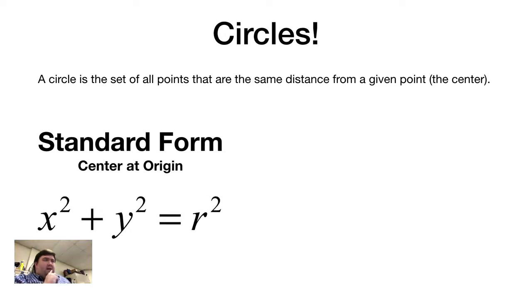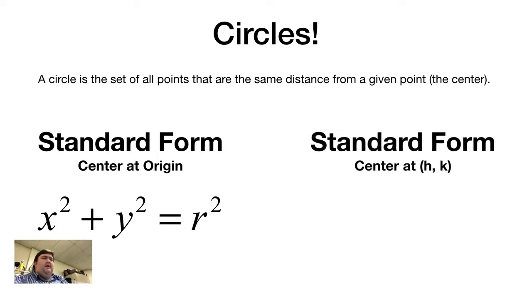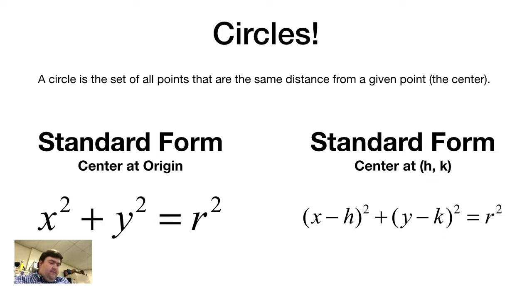If this looks familiar, it's because it's a variation on the Pythagorean theorem, because we can use the Pythagorean theorem from the center to any point to find what the radius would be. Now, standard form whenever it's anywhere but the origin, so whenever it's at (h, k), is this version: (x minus h) squared plus (y minus k) squared equals r squared. If you notice, this one is very similar to the distance formula that you learned a while back.